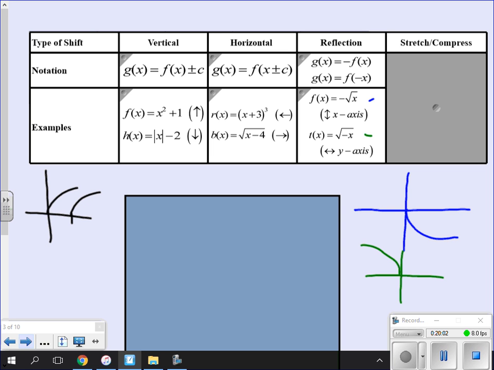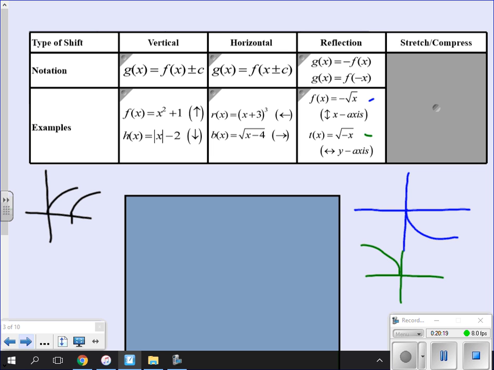And then stretch and compress. Stretch means makes it skinny. Compress means makes it fatter. Because the idea is you're stretching it. So imagine if I have a parabola. I've got an imaginary parabola in front of me. You all have imaginary friends. You can probably imagine my imaginary parabola, right?